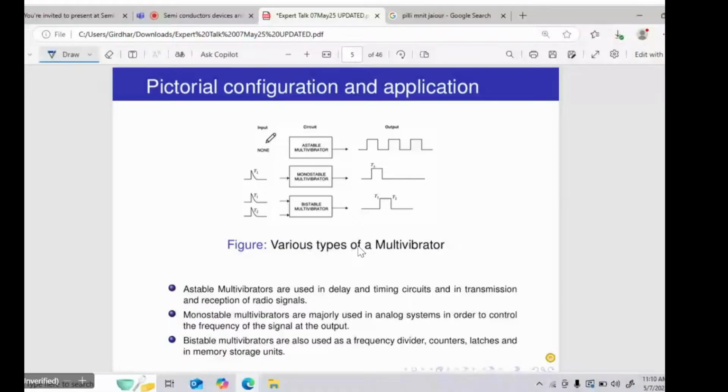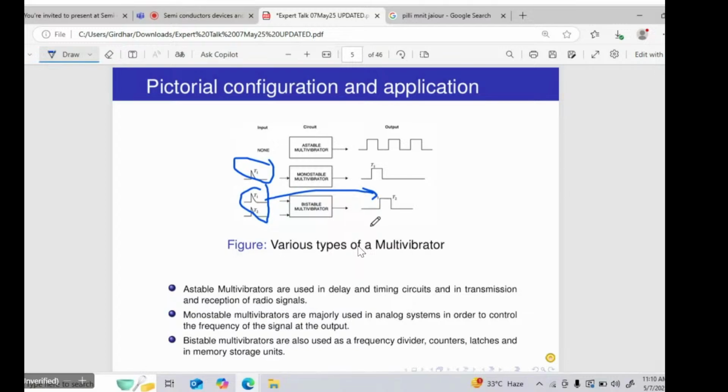Right. Now come to their applications. We are studying the multivibrator. Why are we studying it? Because it has numerous applications. Astable multivibrators are useful in designing timing circuits, delay circuits, and various transmission of microwave signals.